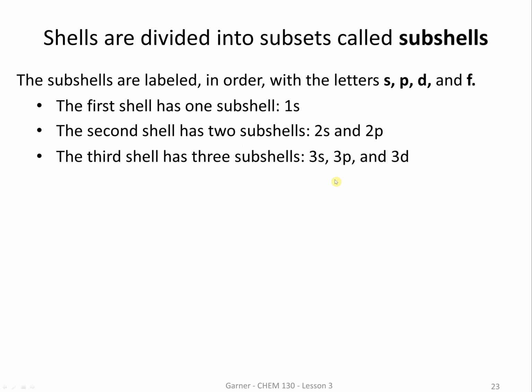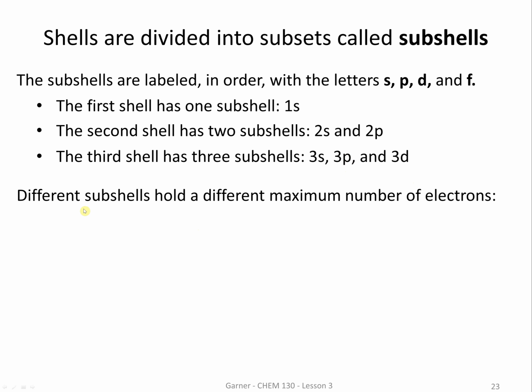You'll often see these subshells labeled using the formalism that we see here, in which we have a number, like in this case 3, followed by our subshell symbol, so 3S. This number in front of the letter represents the shell number. So this is the S subshell that's part of the third shell. 3P would represent the P subshell that's part of the third shell, and so on.